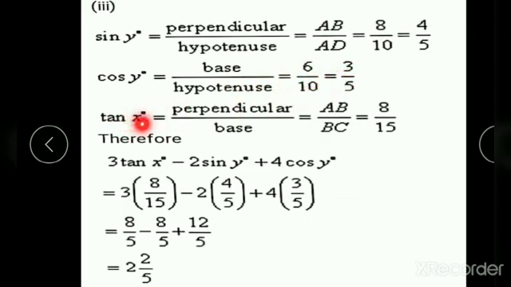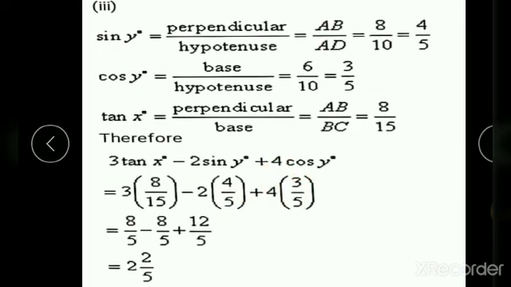And tan x naught is perpendicular divided by base, that is AB divided by BC, which is equal to 8 divided by 15. Substitute the values here. So that is 3 into tan x naught, which is 8 divided by 15, minus 2 into sin y naught, which is 4 divided by 5, plus 4 into 3 divided by 5. So you can simplify this. You get 8 divided by 5, that is 3 1s are 3, 3 5s are 15, you get 8 divided by 5 minus 2 into 4 is 8 divided by 5, plus 4 into 3 is 12 divided by 5.